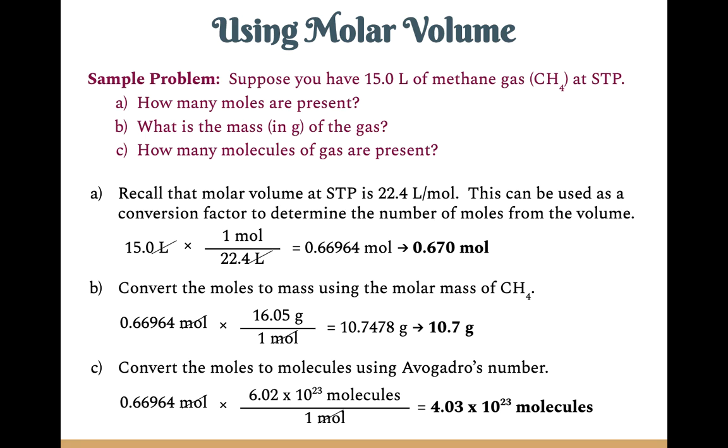Okay, so B and C are calculations that you've done before. We've now just added in this idea of a molar volume, which can apply to any gas, but is dependent on the conditions, right? So standard temperature and pressure, it's 22.4 liters per mole. Standard ambient temperature and pressure, it's 24.8 liters per mole. But if it's any other temperature and pressure, that number is going to change.